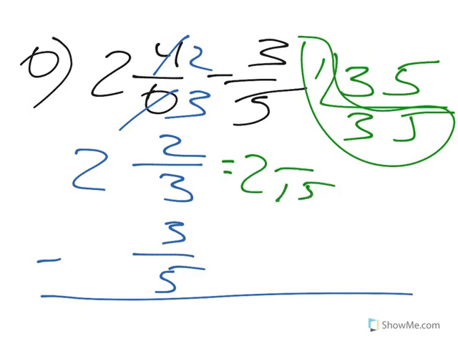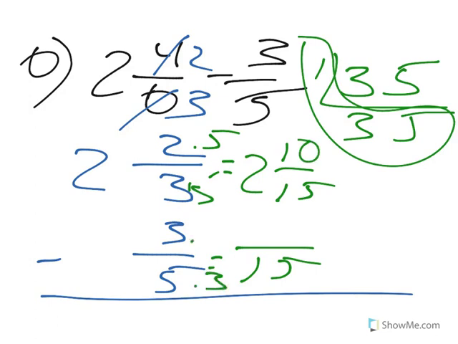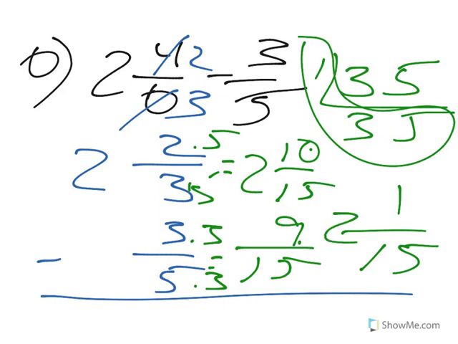So now I've got to find an equivalent fraction with denominator 15. 3 times 5 is 15, so 2 times 5 is 10. 5 times 3 is 15, so 3 times 3 is 9. As I get this done, I'm going to subtract. I got the same denominator. 10 minus 9 is 1. Keep my denominator 15. 2 minus nothing is 2. So my answer is 2 and 1/15.